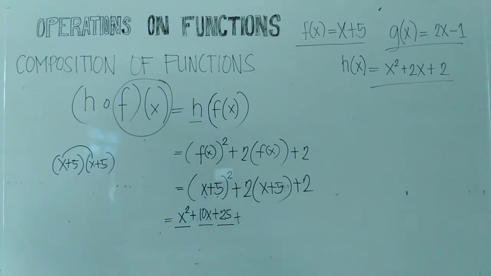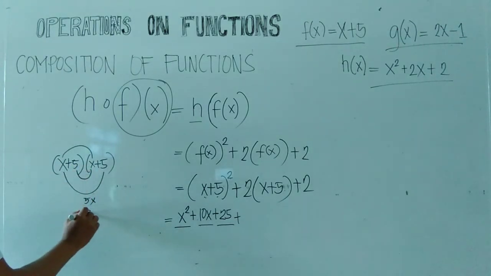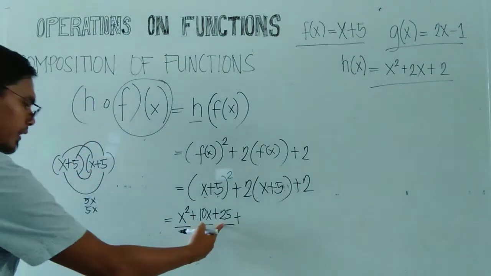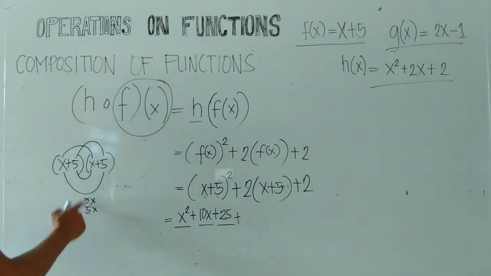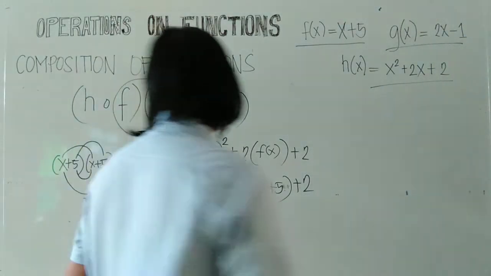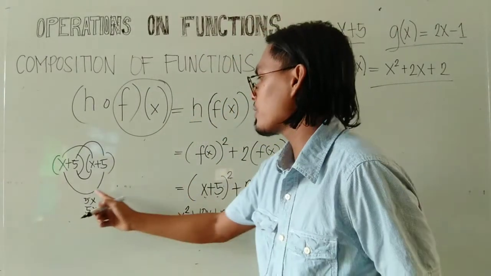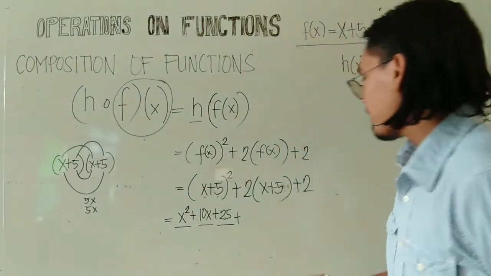x times x, x squared. Then O, the outer, x times 5, so that will be 5x. Then the inner, 5 times x, so another 5x. Then we have the last terms, L, 5 times 5, 25. So 5x plus 5x is 10x, combining like terms. Another name for the FOIL method is the smile method, because just like this one, we are drawing or writing a smile. Okay, let's proceed.